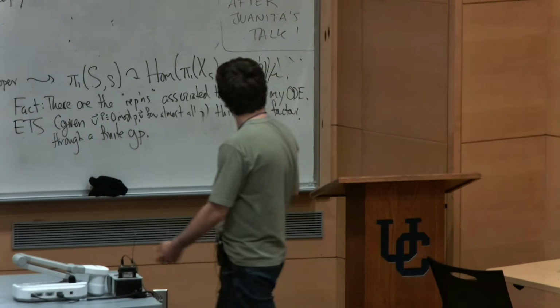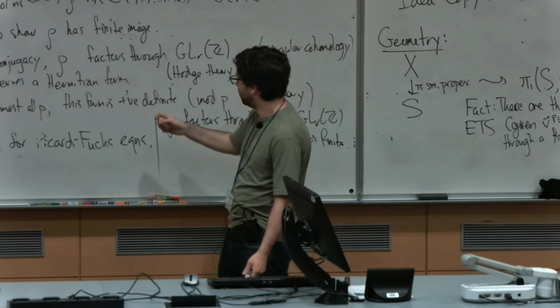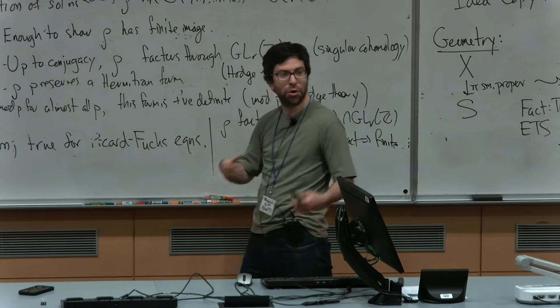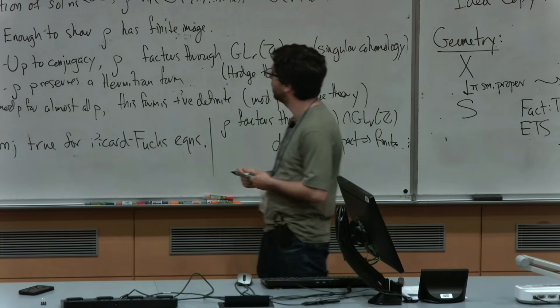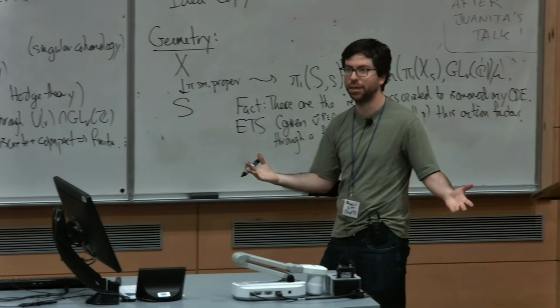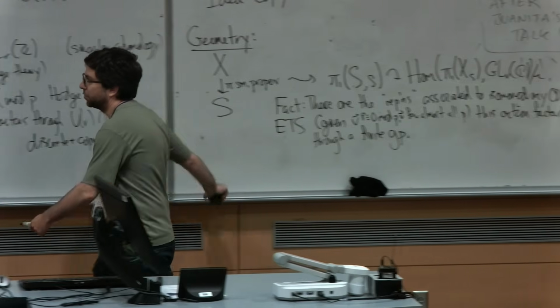Now we have this action, and to copy Katz we have to show it's unitary. In other words, it preserves a Hermitian form in some kind of non-commutative sense. And we have to show it factors through GL_r(Z). And neither of those two words make sense. So how do we make sense of them?